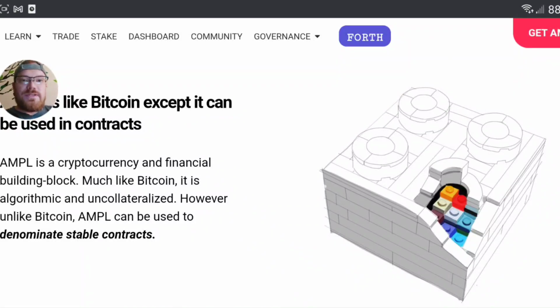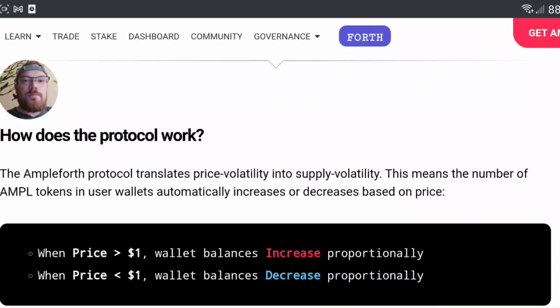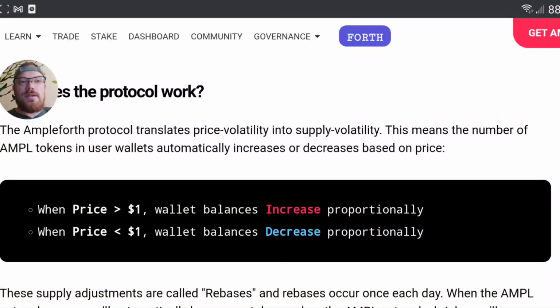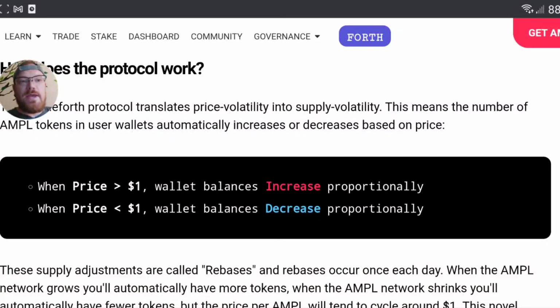Ampl is a cryptocurrency and financial building block. Much like Bitcoin, it is algorithmic and uncollateralized. However, unlike Bitcoin, Ampl can be used to denominate stable contracts. How does the protocol work? The Ampleforth protocol translates price volatility into supply volatility. This means the number of Ampl tokens in user wallets automatically increases or decreases based on price.